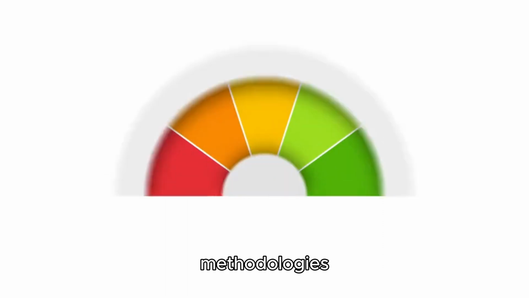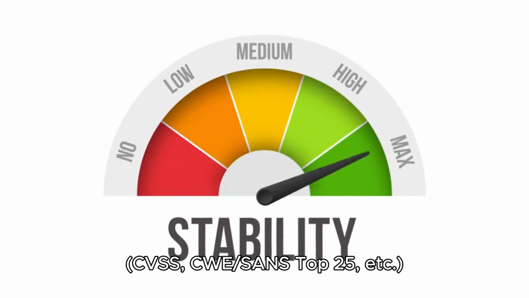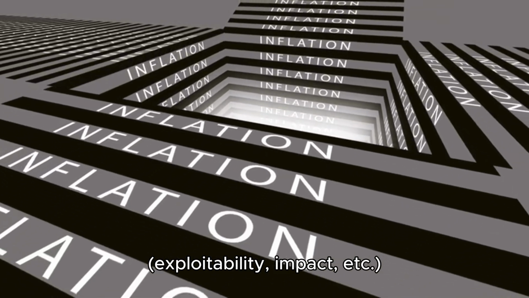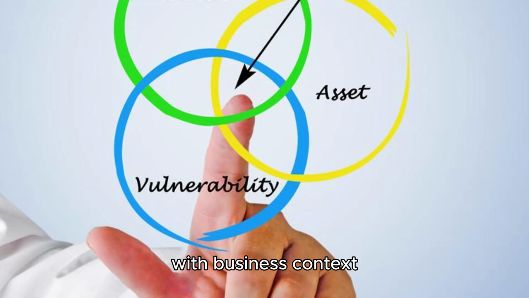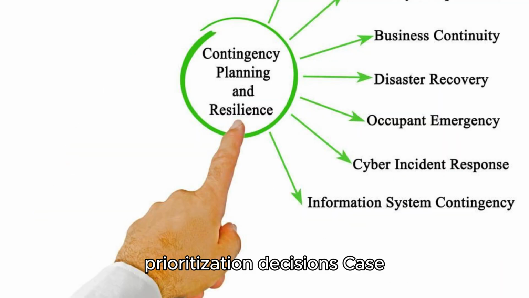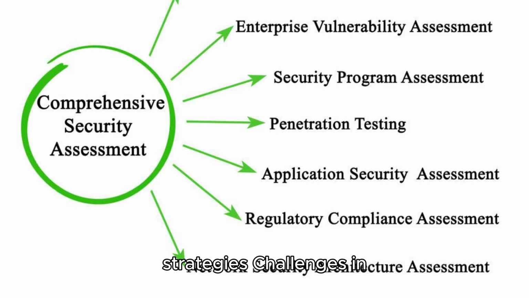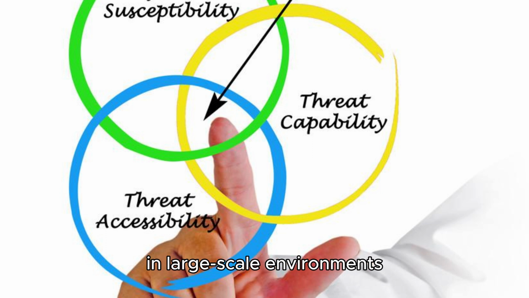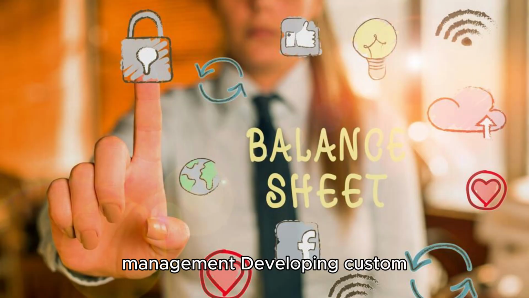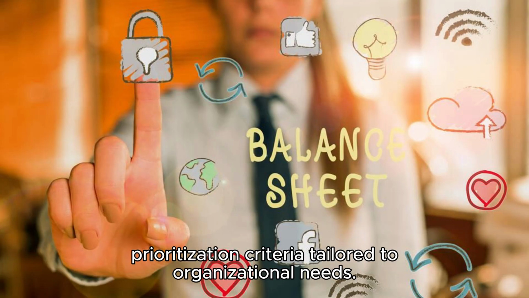Module 4, Vulnerability Prioritization. Prioritization methodologies: CVSS, CWE, SANS Top 25, etc. Factors influencing prioritization: exploitability, impact, etc. Balancing technical severity with business context, incorporating threat intelligence into prioritization decisions. Case studies demonstrating effective prioritization strategies. Challenges in prioritizing vulnerabilities in large-scale environments. Implementing a risk-based approach to vulnerability management. Developing custom prioritization criteria tailored to organizational needs.